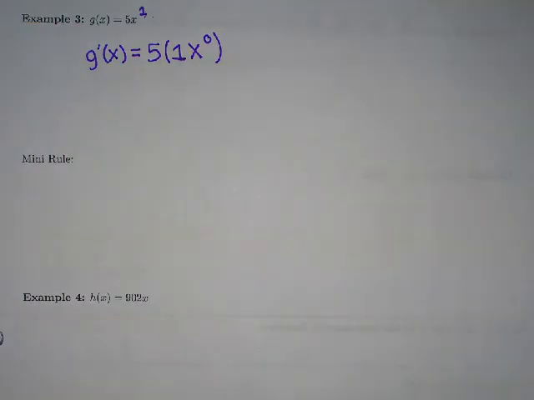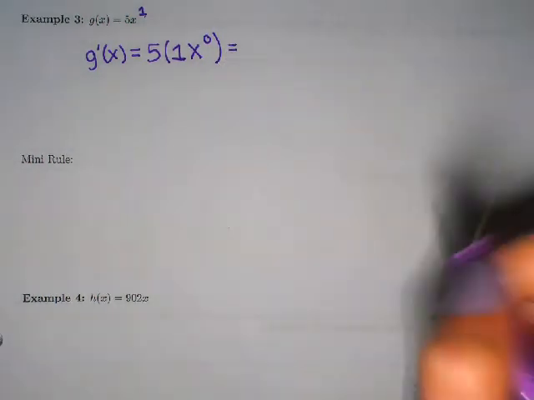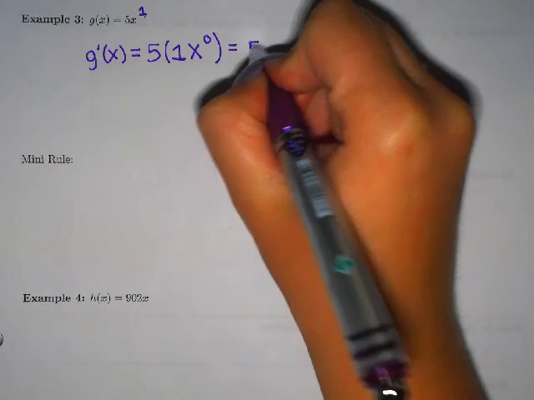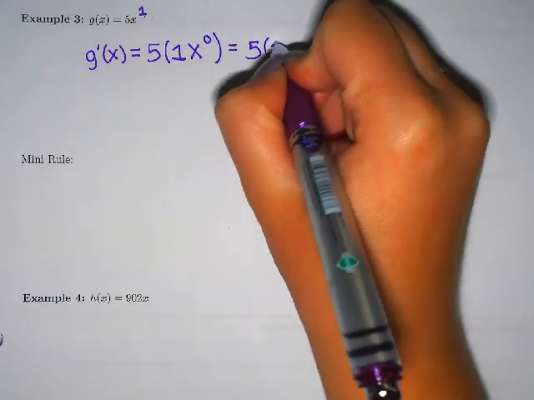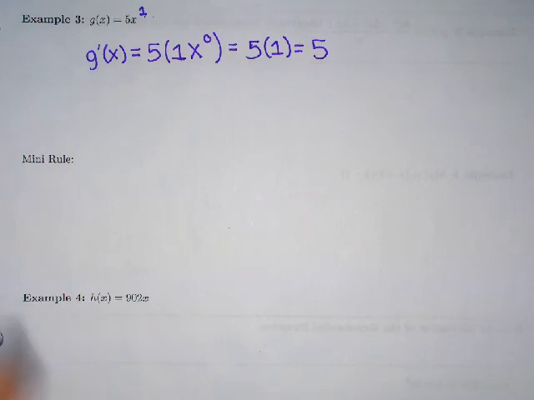Well, what is anything to the 0 power? Please don't say 0. I know everybody wants to. Try it in your calculator if you don't remember. What's 5 to the 0? Or 50 to the 0. What happens if you raise something to the 0? You get 1. So this really ends up being 5 times 1, which is 5.